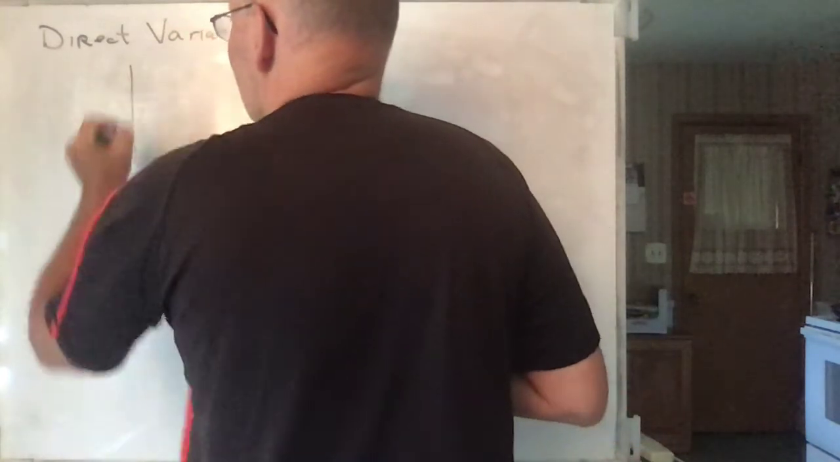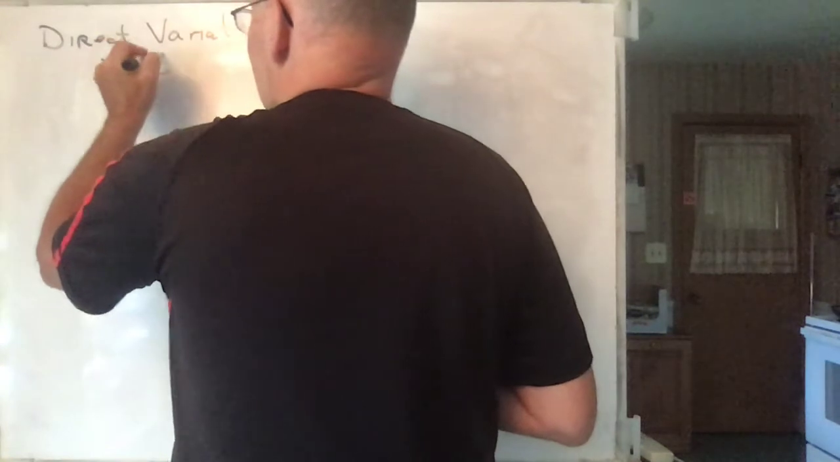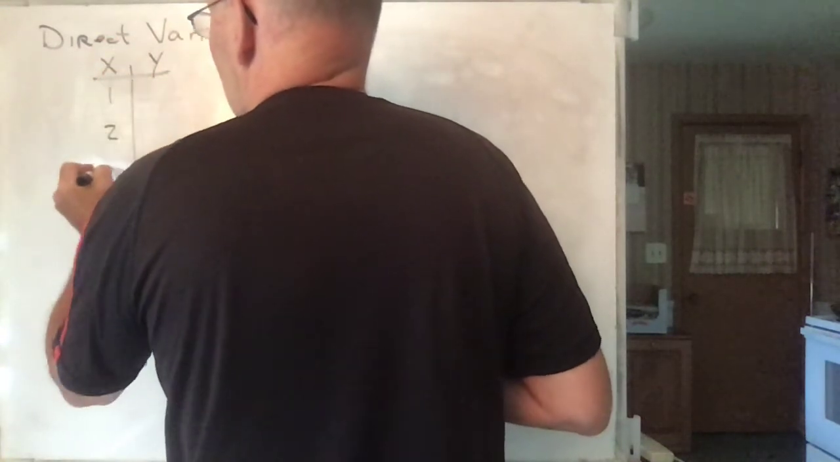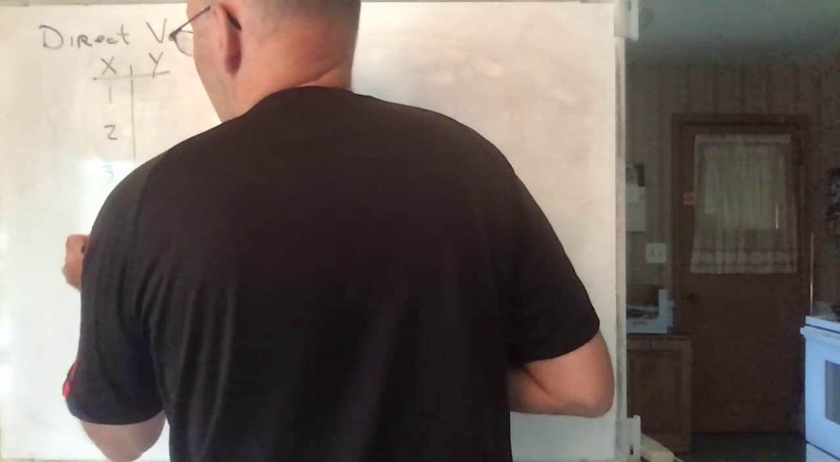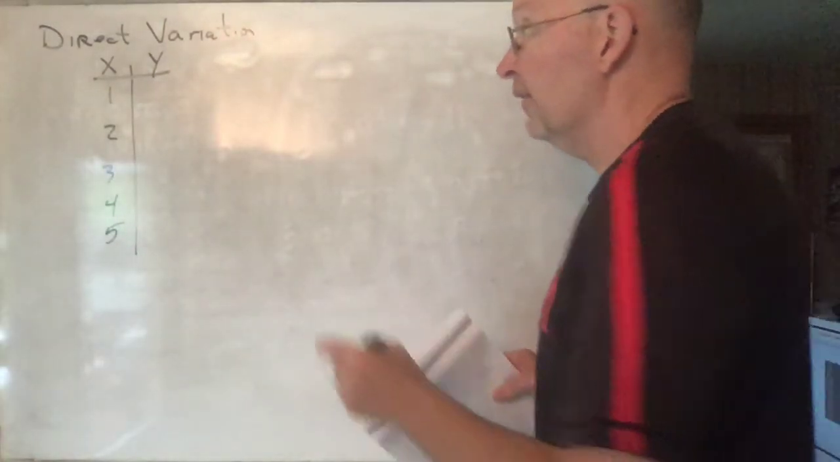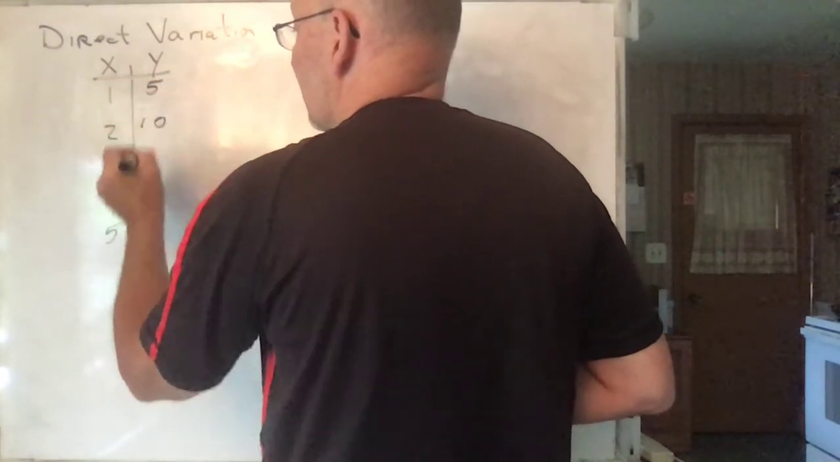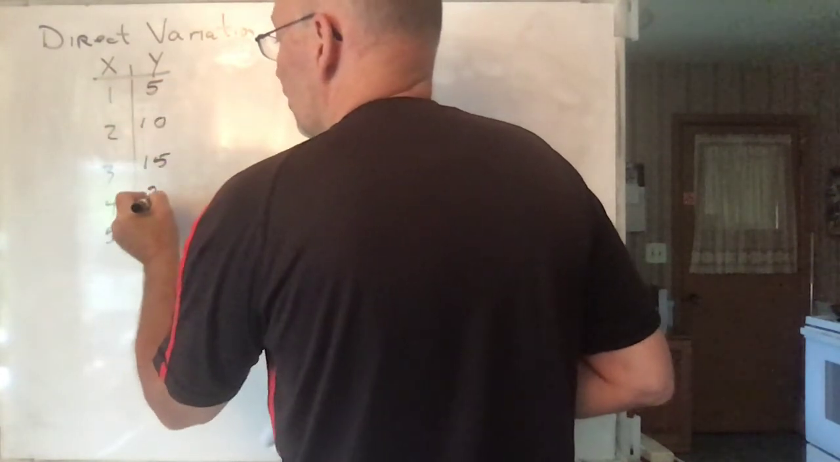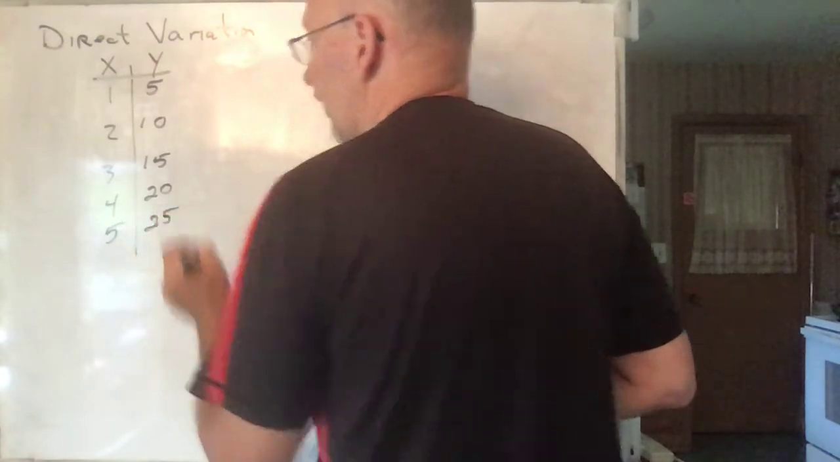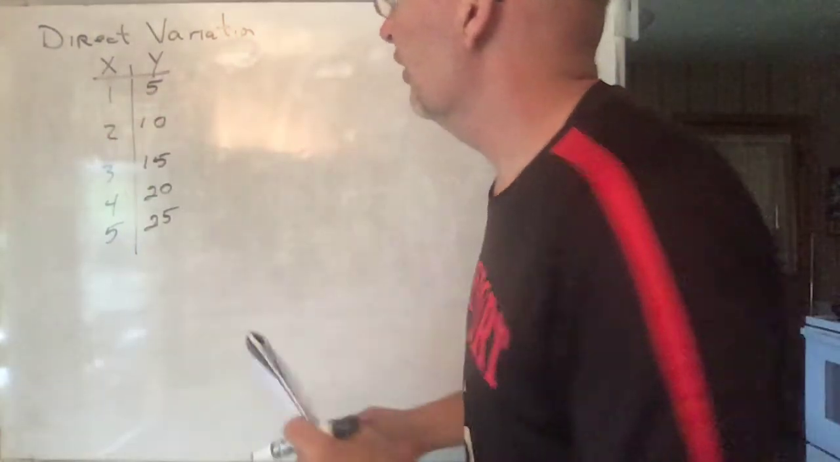And it's easiest to see a direct variation in a table form. Say this is your x and this is your y. And those are the values of x. And these are the corresponding y values. Say the corresponding y value here is 5, 10, 15, 20, 25. That's a direct variation. These are directly proportional to this.